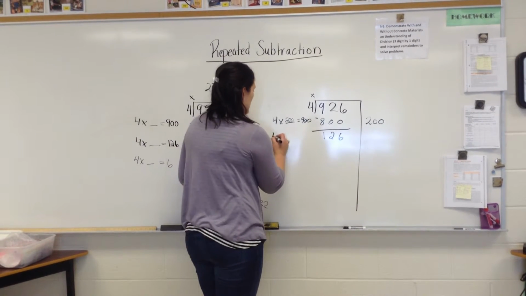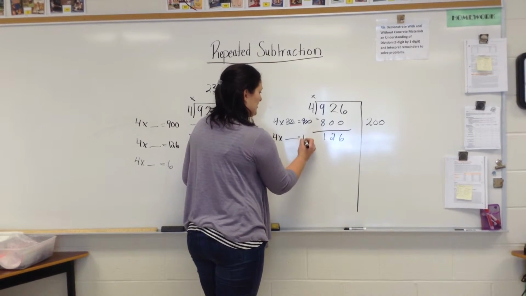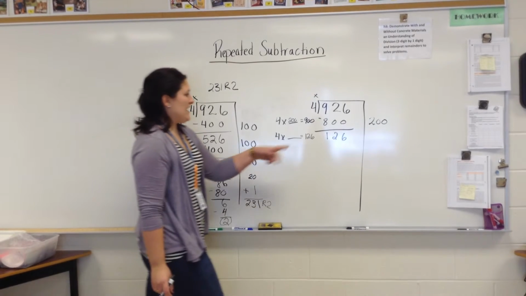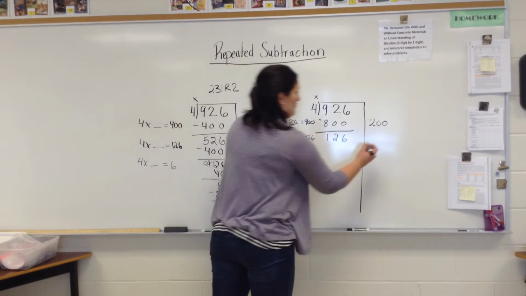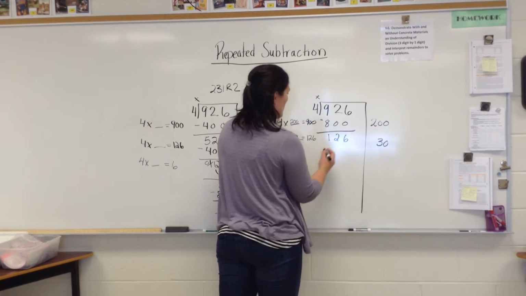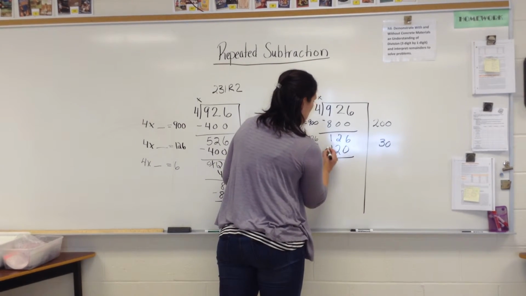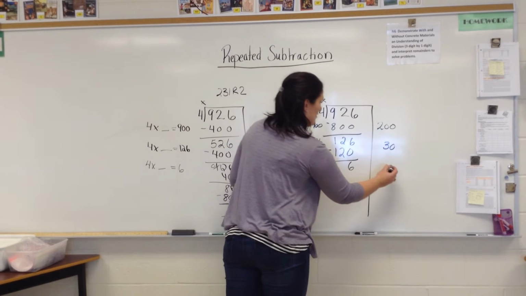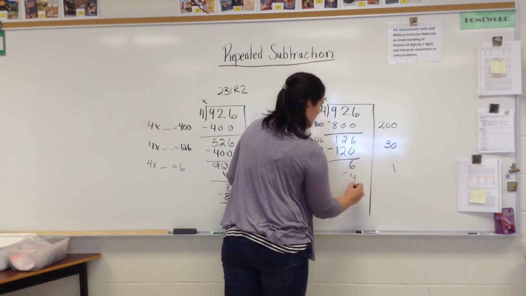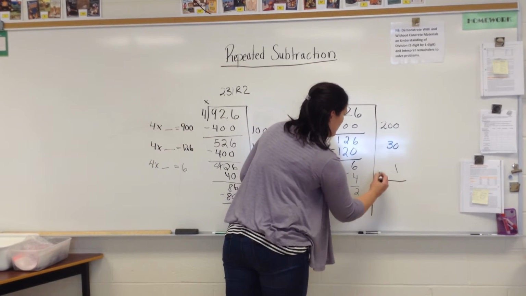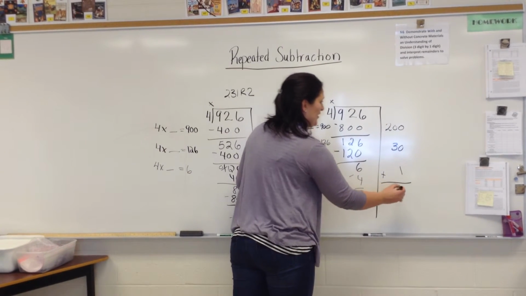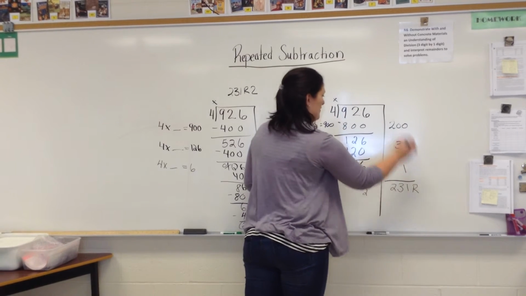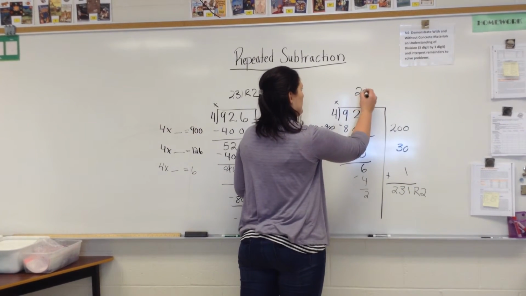And I try to think about 4 times something is going to get me close to 126. When here I started with a 10, now I know that I can start with a 30. 30 times 4 is 120. Take that away, and then I do my last step, 4 and 6, goes once. And it's the same thing over here. We have to make sure our place values are lined up, and we don't forget our remainder. And it's the same.